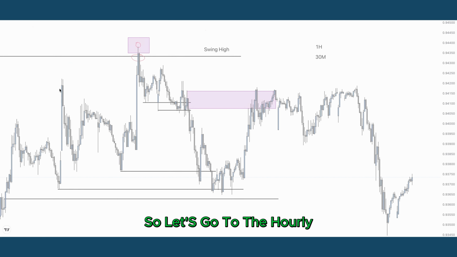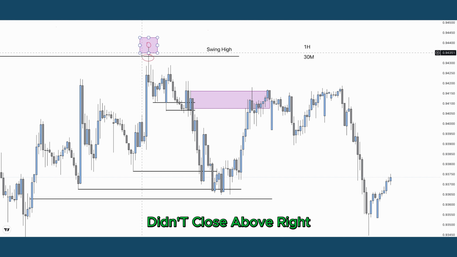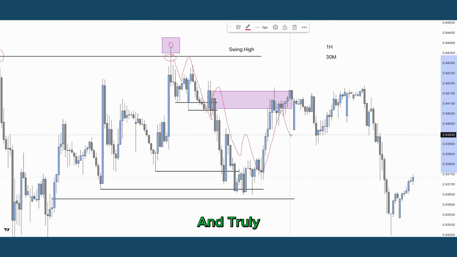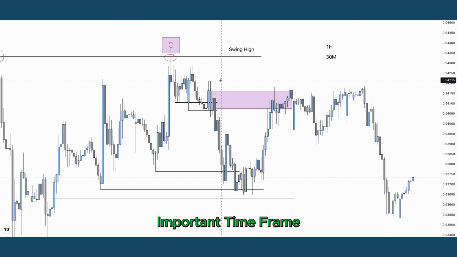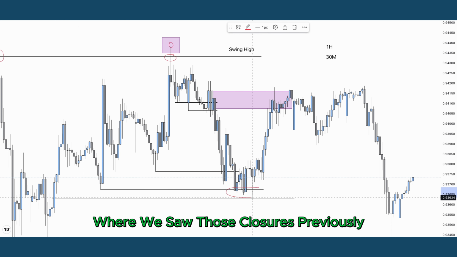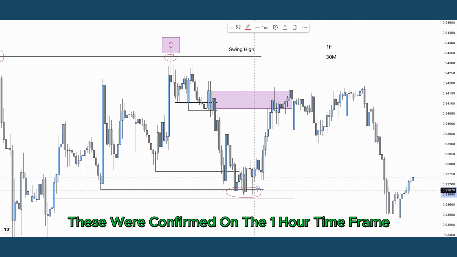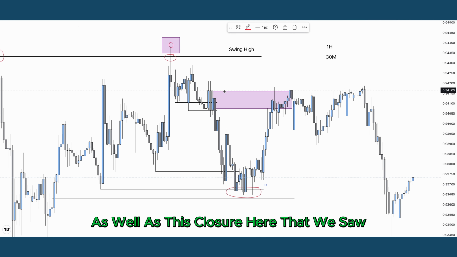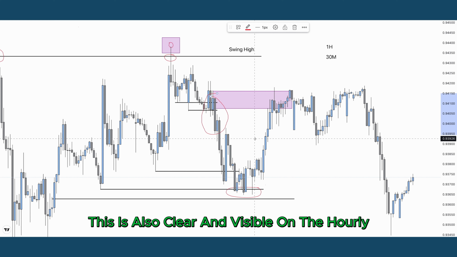So let's go to the hourly. You'll see the swing high that we initially looked at didn't close above, right? We had rejections up there, bringing the market back down and truly opening those doors to that continued downside that we've seen. The hourly being the most important time frame because this is where our setup came from. Take a look down here where we saw those closures previously. These still occurred. These were confirmed on the 1 hour time frame, which is our setup premise time frame, our main time frame. As well as this closure here that we saw underneath this structure. This is also clear and visible on the hourly.